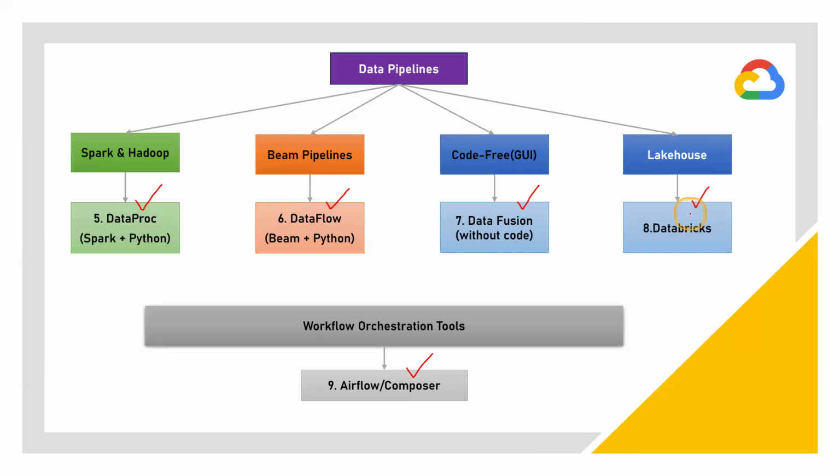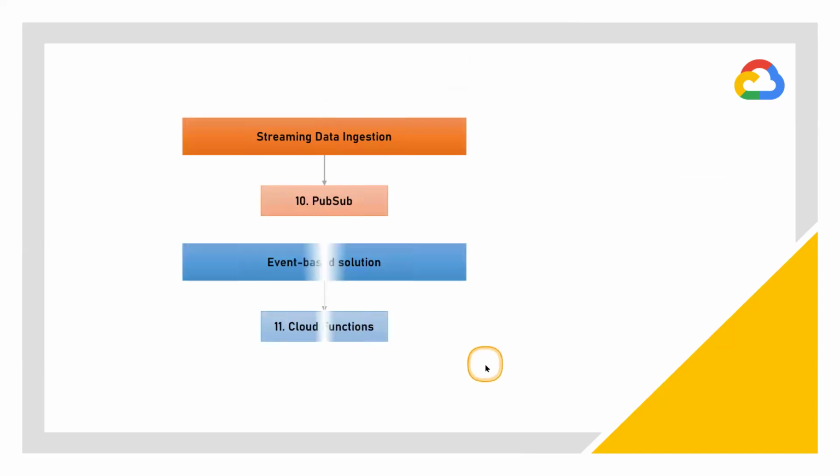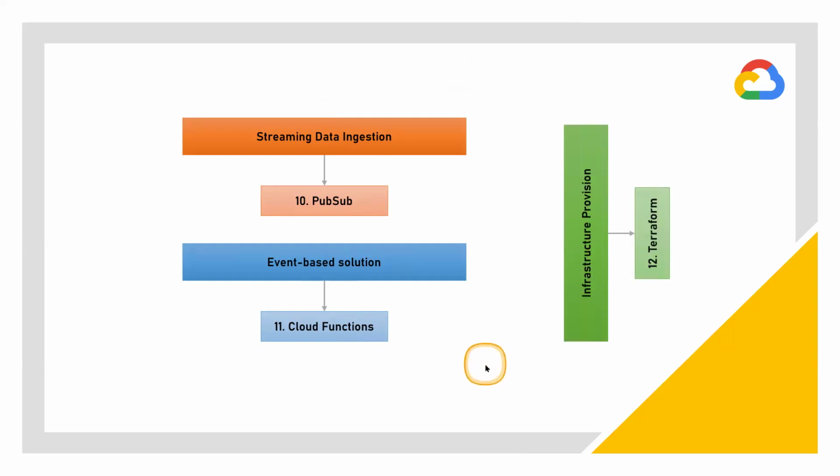And Lakehouse, Databricks we are covering, and Airflow also we are covering. So here also 5 services. And again, streaming data tools, Pub/Sub, event-based solution, cloud functions, and infrastructure provisioning, Terraform. So we are covering Pub/Sub, cloud functions, and Terraform. Terraform is an added advantage for you, as some data engineers nowadays are using Terraform.